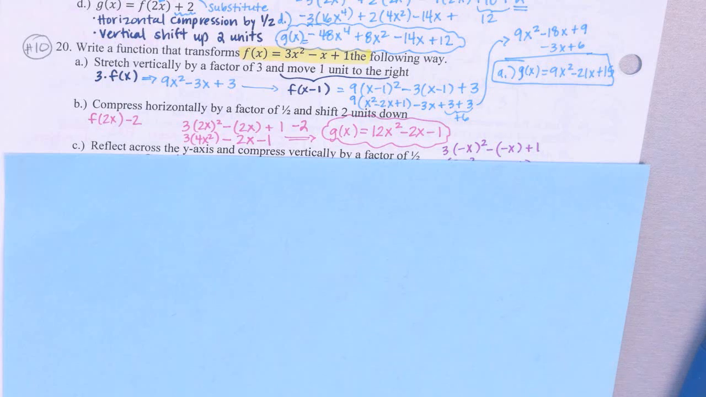So 3 times 3x squared is 9x squared, times 3 is negative 3x, 1 times 3 is 3. Now you have to do 1 unit to the right. This is where things can get kind of tricky for people. You have to replace x with x minus 1, and that means you're going to have to do some simplifying. This means you might have to do some foiling.